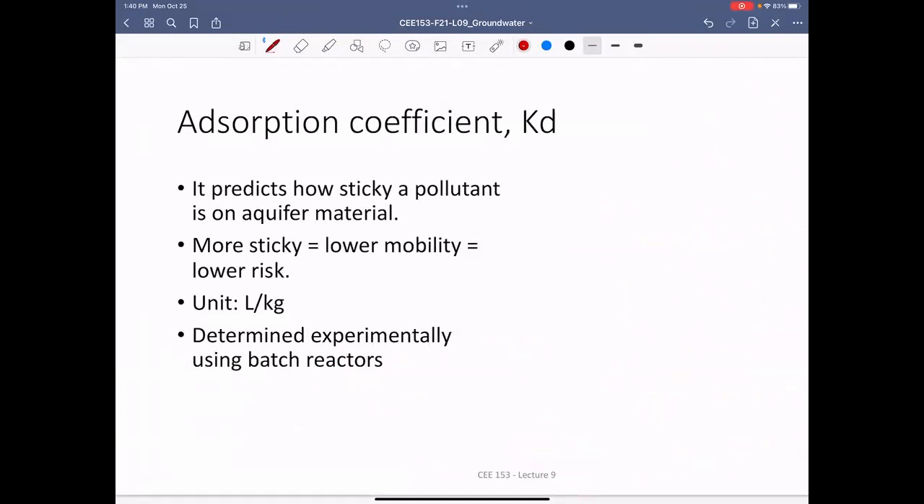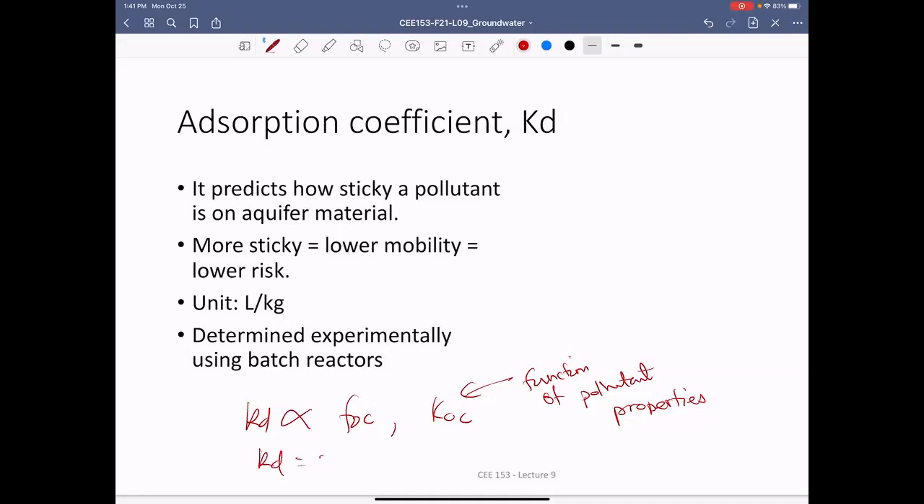So again, the Kd is basically a measure of how sticky a substance or a pollutant is. It depends on many factors. Kd depends on FOC and KOC. FOC is a function of aquifer materials, how much organic carbon there is. KOC is a function of pollutants. Some pollutants are more sticky and some are less sticky. So if KOC is high, that means the pollutants are more sticky to the organic carbon.